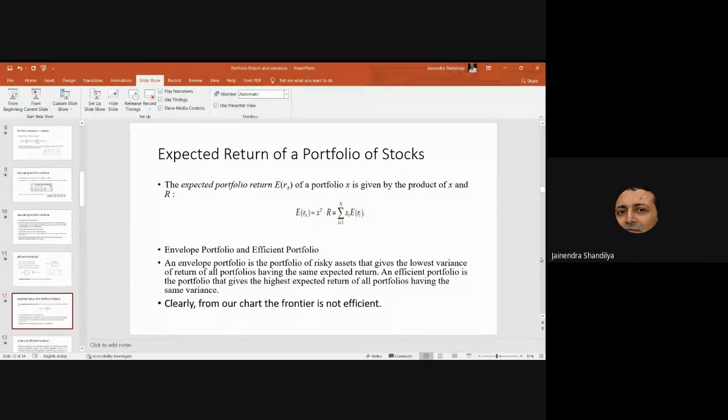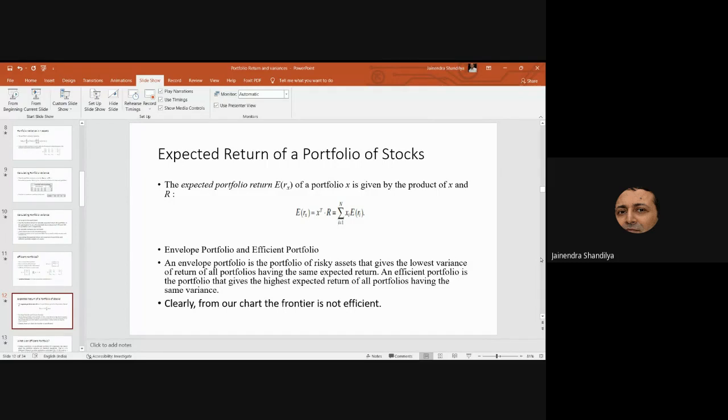So the first question that can be asked to you, when you draw the efficient frontier, is what is the envelope portfolio? The answer is, it's a portfolio of risky assets. Like you have all the risky assets, 1000 or 1500, that you can see in the market, which gives you the lowest variance of return of all portfolios having the same expected return. So this envelope portfolio is that portfolio which will give you the lowest variance. Means there won't be any other portfolio in the universe which can give you lower variance than this, and that portfolio we call the envelope portfolio.